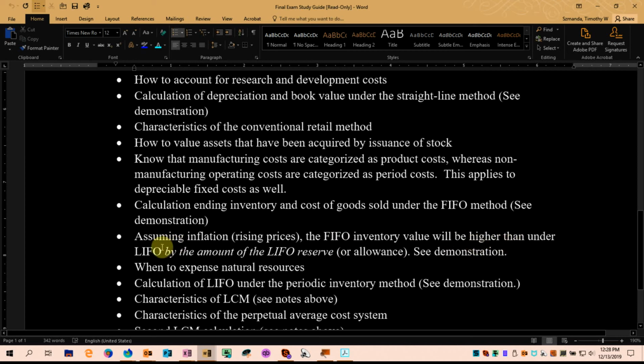Next, assuming inflation or rising prices, you want to know the first in, first out inventory value, generally that it will be higher than under the LIFO by the amount of LIFO reserve or allowance. So companies often will have an allowance account that, if they're using LIFO, will show the difference between what the inventory value would be on the financial statement under FIFO versus what it is under LIFO. So I have a demonstration of this calculation as well.